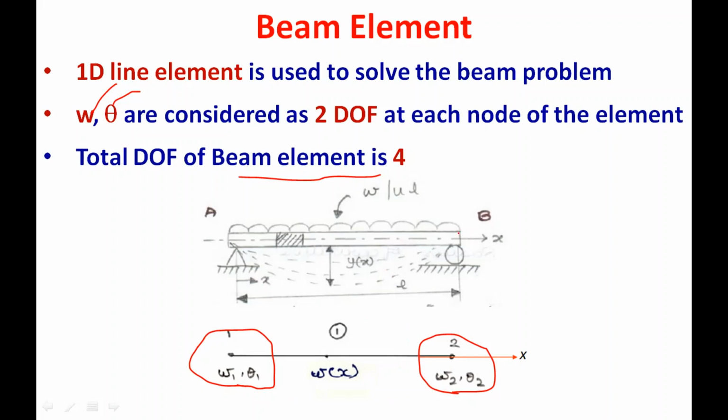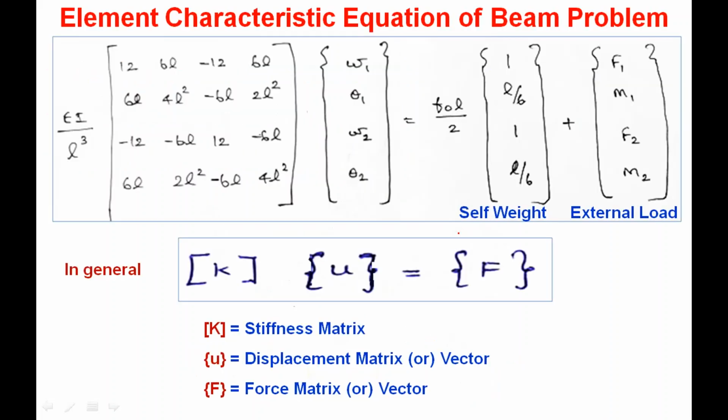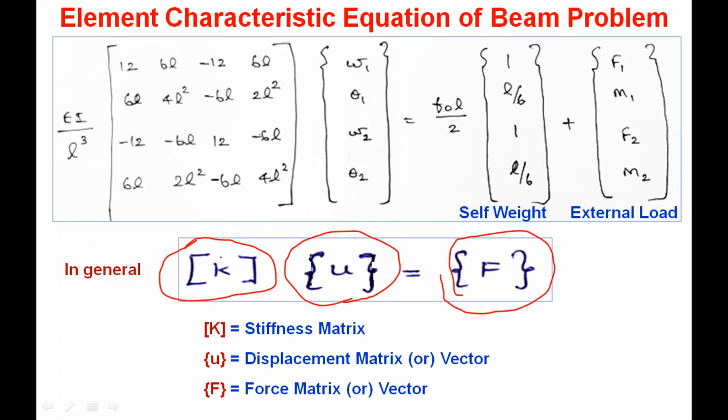Since the total degree of freedom is 4, the element stiffness matrix for this beam problem is going to be a 4 by 4 matrix. So this is the element characteristic equation we derived in the earlier part. The general element characteristic equation is K, the stiffness matrix, U is the displacement vector, F is the force vector. Here the stiffness matrix size is 4 by 4. E is Young's modulus, I is the moment of inertia of the area of cross section, L is the element length. These are square and symmetrical matrices.